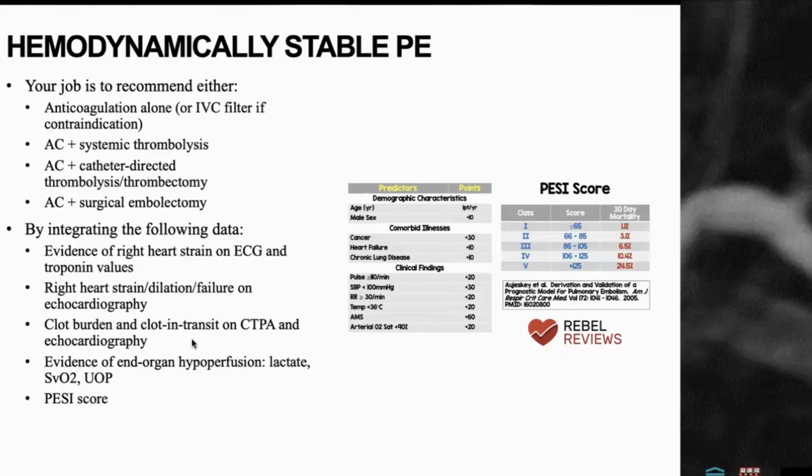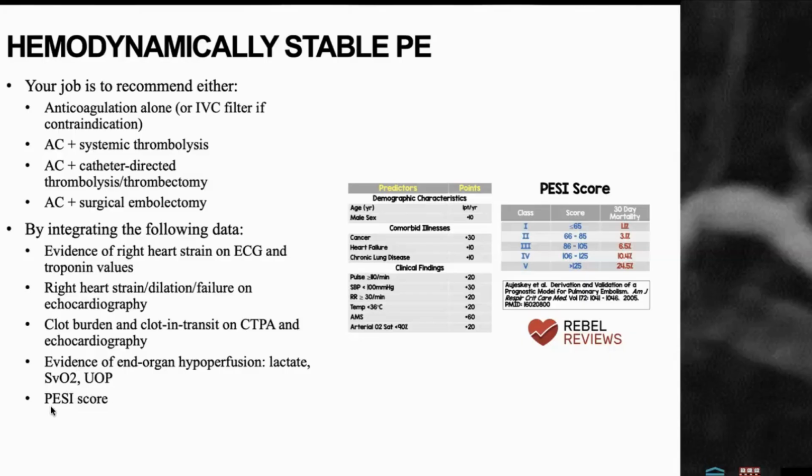If they have clot in transit, that's a very scary thing. It's like a snake-like clot that's sitting there in the RV, just waiting to go to the lungs. That's going to drive you more towards these active categories of intervention, right? If they have hypoperfusion, even some people can be hemodynamically stable, but they can still be hypoperfusing their organs. So if they have elevated lactate, if they have a low mixed venous O2, if they have low urine output, that's going to drive you towards more aggressive intervention.